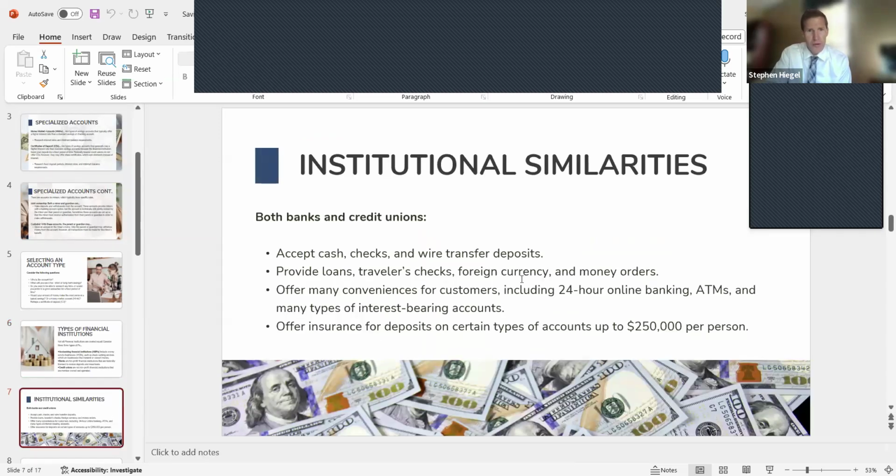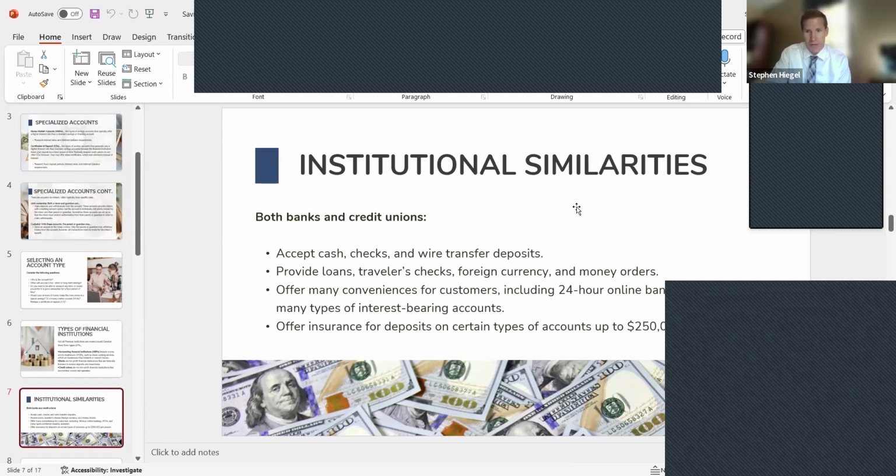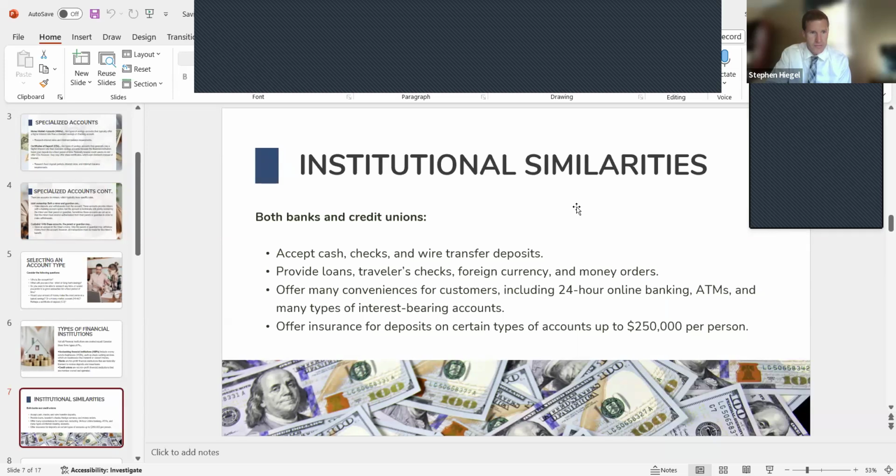Institutional similarities. Both banks and credit unions accept cash, checks, and wire transfer deposits. They both provide loans, traveler's checks, foreign currency, and money orders. They both offer many conveniences for customers, including 24-hour online banking, ATMs, and many types of interest-bearing accounts. They also offer insurance for deposits on certain types of accounts up to $250,000 per person.